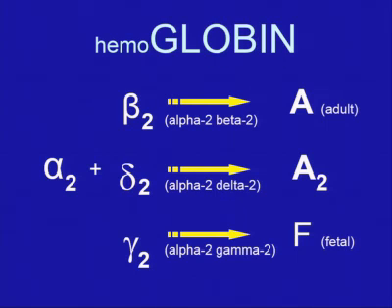You also make a little bit of a beta type hemoglobin called delta. So alpha 2 plus delta 2 gives you hemoglobin A2. So we all have a little bit of that. And in fetal development, instead of making the beta or delta, you make gamma. So if you have alpha 2 and gamma 2 in utero, that gives you fetal hemoglobin, or HbF.